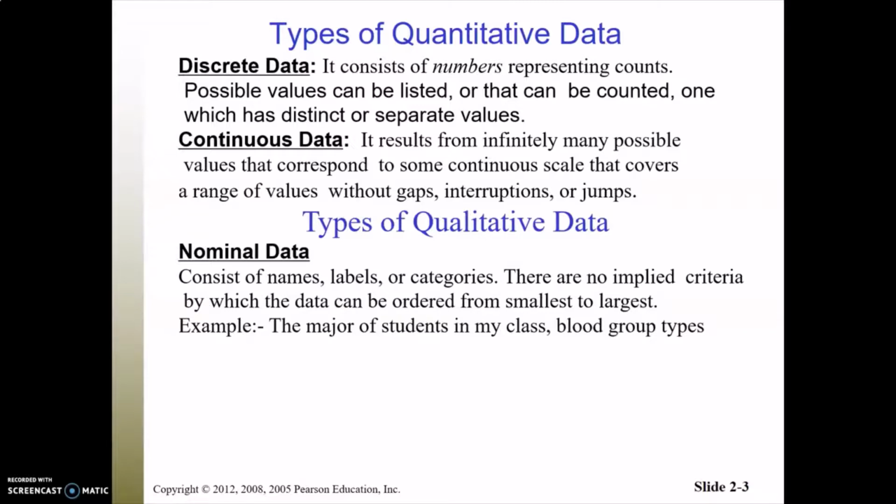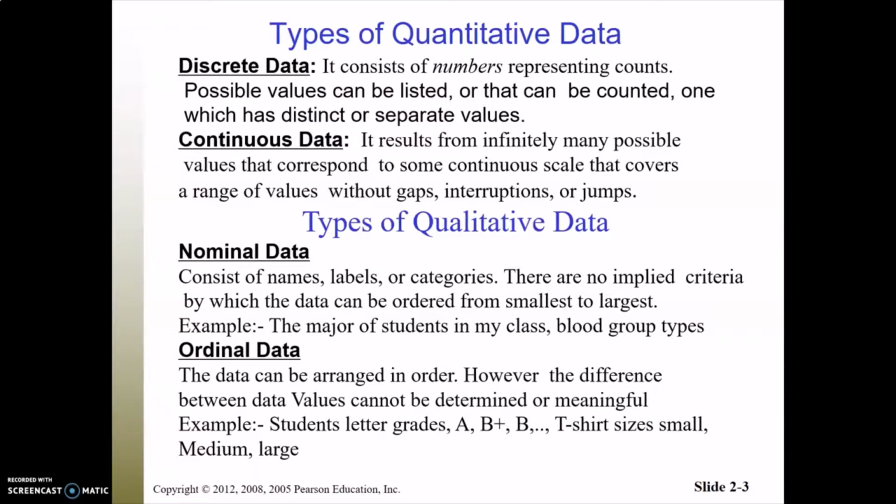For example, the major of the students in my class. They have accounting major, business major, or healthcare management major. You can't arrange them in any order. Blood group types, for example, you can't arrange them either. So it's categorical data in which the order doesn't make any sense. You can't arrange them in any order.